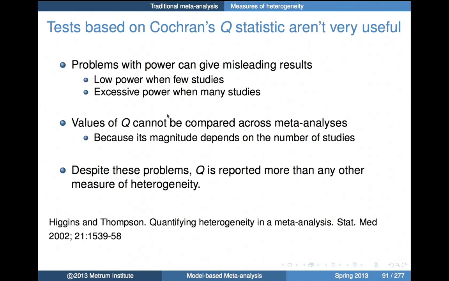Now, nonetheless, this statistic has been used largely in many meta-analyses that were performed prior to 2005 or so. Around 2005 is when we started seeing this transition to using the I-squared statistic, which was proposed in a paper by Higgins and Thompson in 2002.